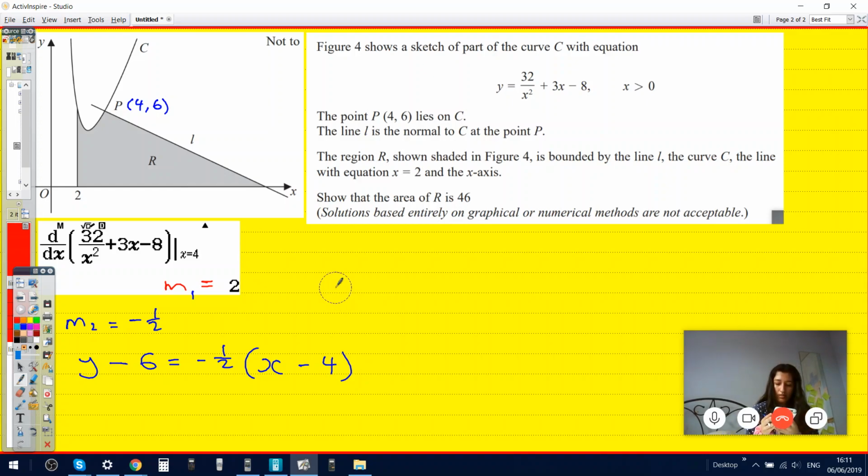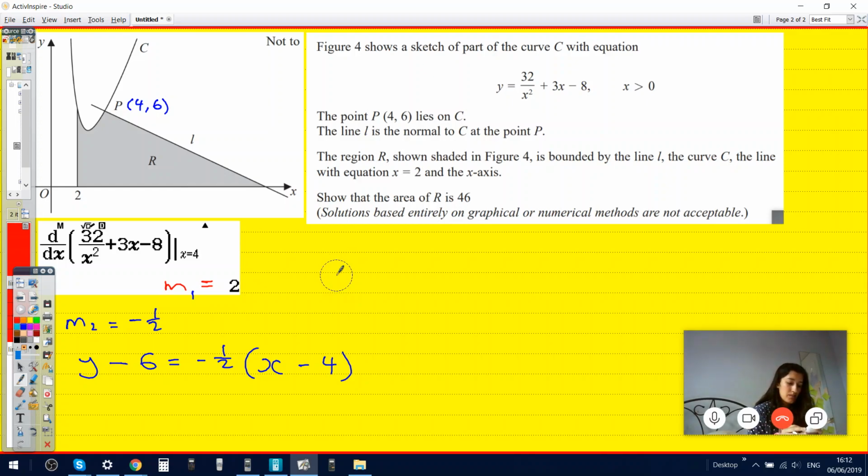Can I check? 4 plus 12 is 16. 16 divided by 2 is 8. So y equals minus a half x plus 8.